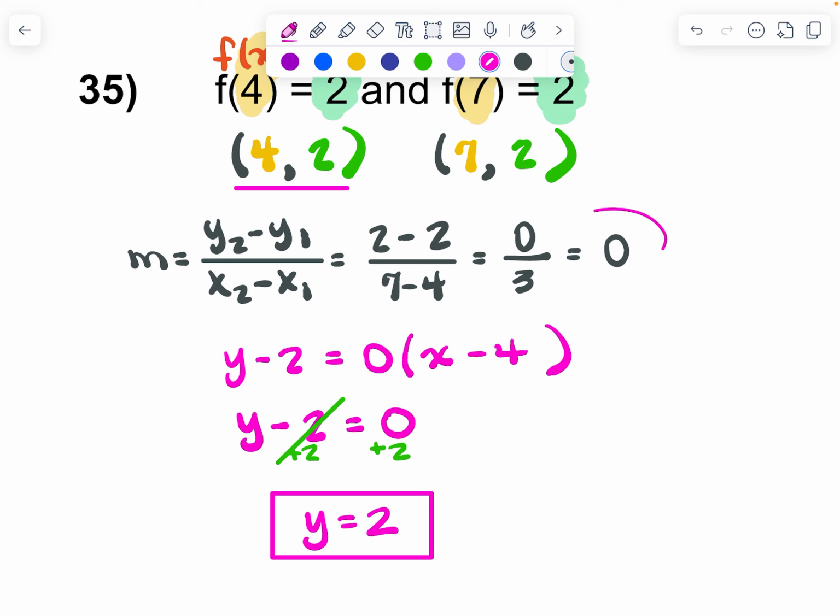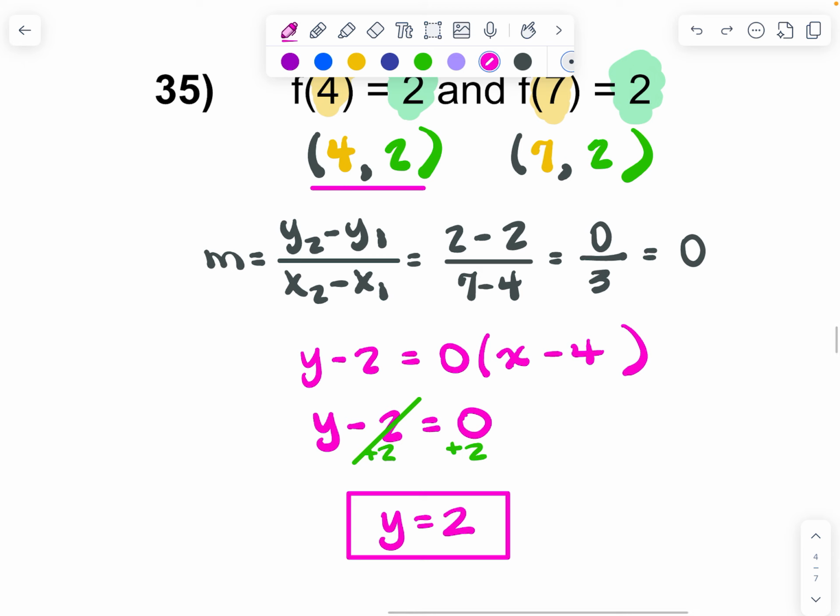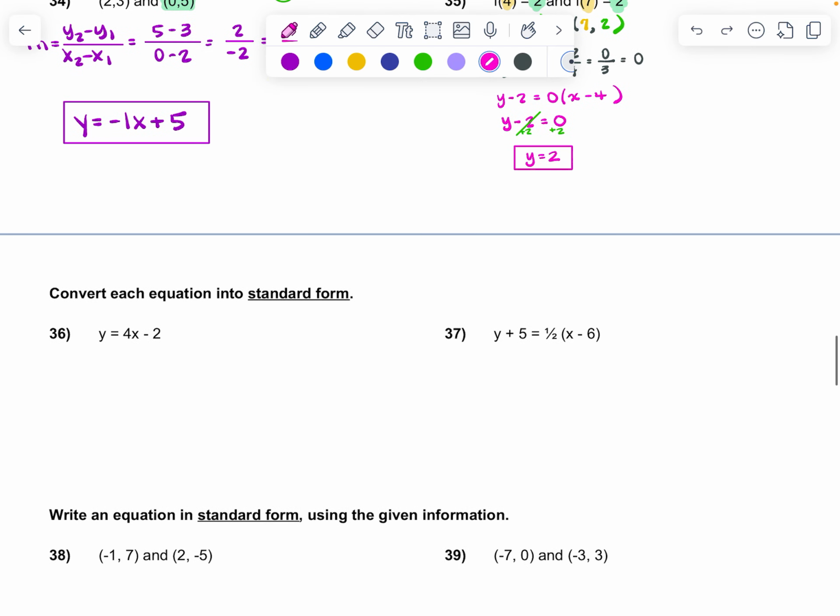You technically didn't even have to do any of this work because as soon as I know the slope is 0, that means it's a horizontal line. And all horizontal lines are of the form y equals and then whatever number. It should be very obvious from the points that the y value is always 2, because your points are 4, 2 and 7, 2. So of course the equation is y equals 2. You could have just hopped to y equals 2 after you found out the slope was 0 if you wanted to. All right, moving right along, convert each into standard form.